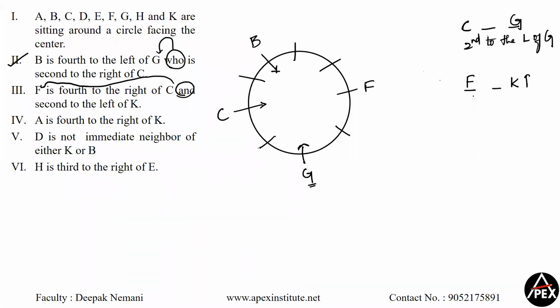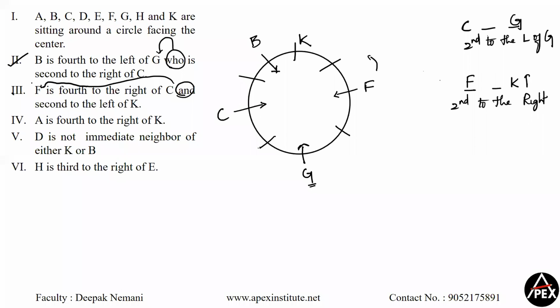Okay, so if it is given that F is second to the left of K, what is the position of K with respect to F? Second to the right. I can say that K is second to the right of F. So right 1 and 2. So K is here.